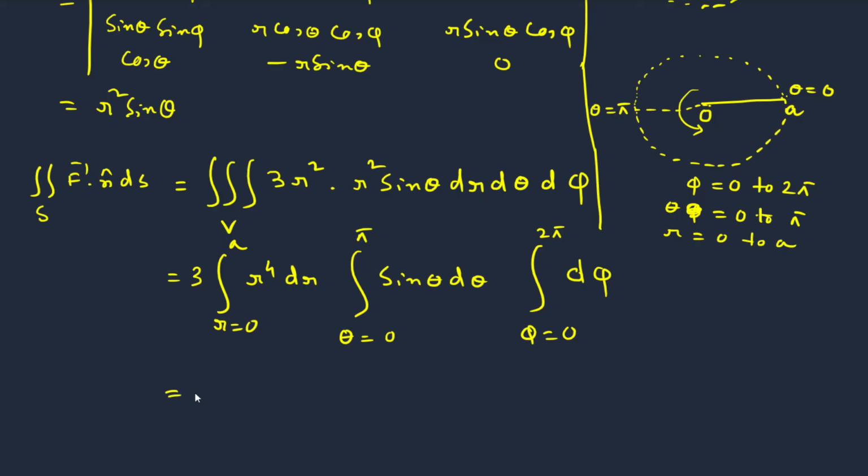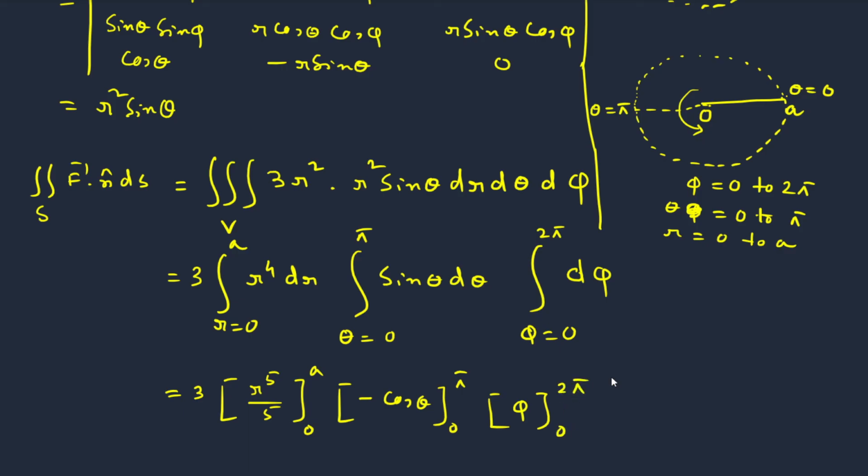Now just integrate it. Integration of r to the power 4 is r to the power 5 by 5 between the limits 0 to a. This is minus cos theta between the limits 0 to pi. Simple phi, 0 to twice pi. This is a simple integration.